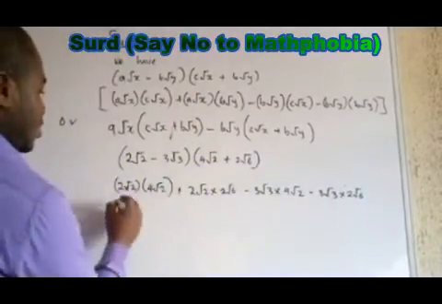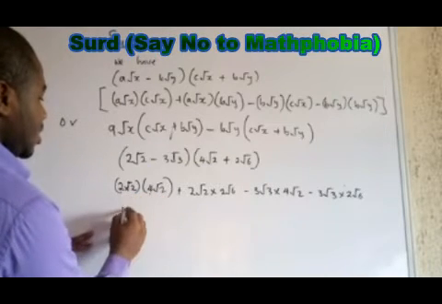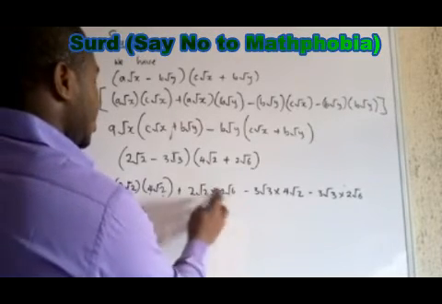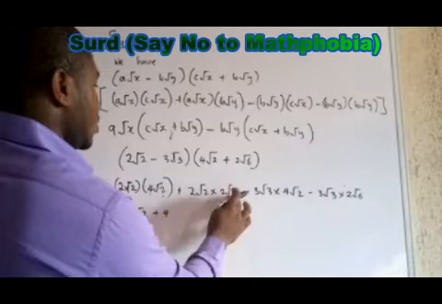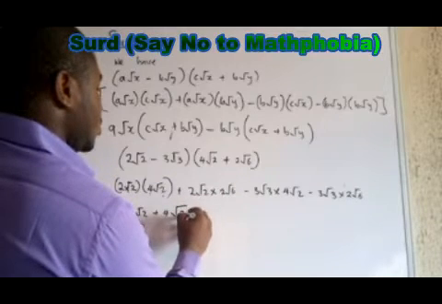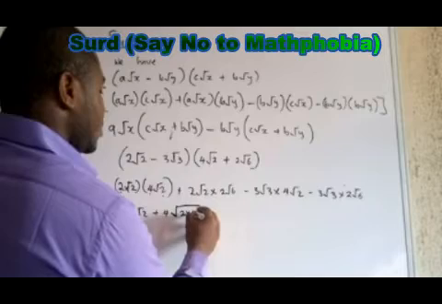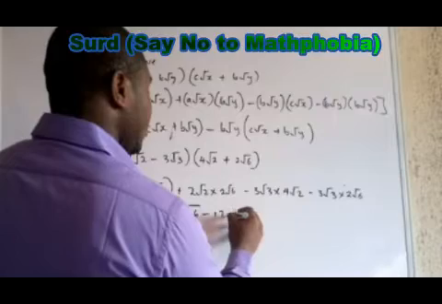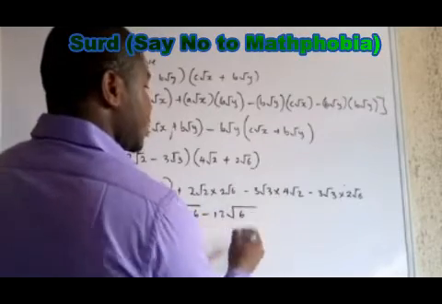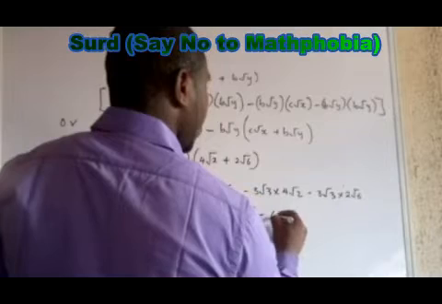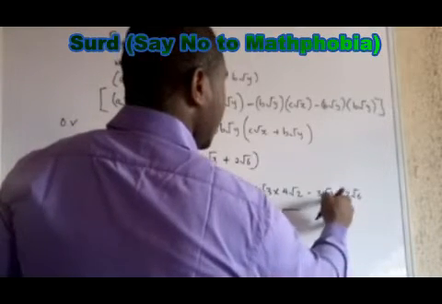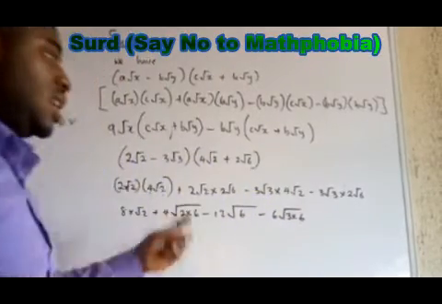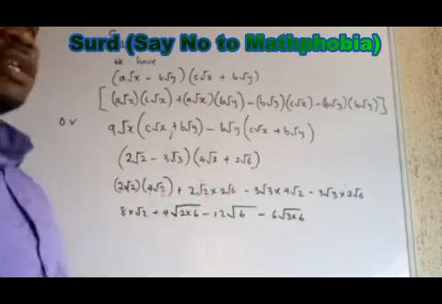So you can expand. You have this 8, this times root 2. This 4. So you have root 2 times 6, minus 12 root 6, minus 6 root 3 times 6. And then you evaluate simply.